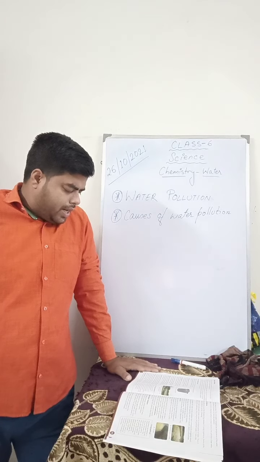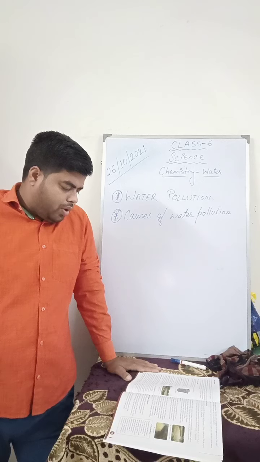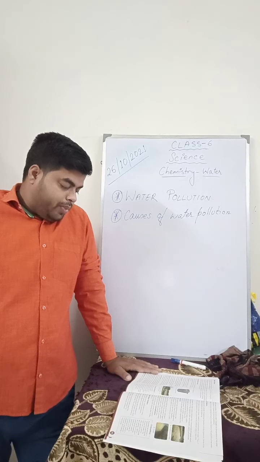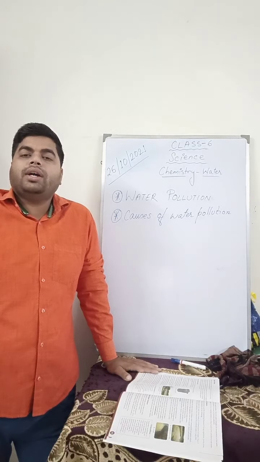The sulfuric acid and nitric acid mix with rain to form acid rain. Acid rain changes the composition of water. It can harm plants and animals and pollute soil and water bodies.